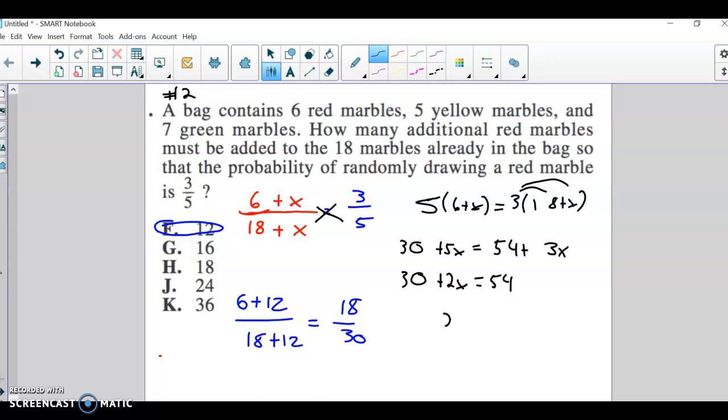And then minus 30 from both sides. So 2x is equal to 24. And then divide by 2, and that gets you the 12 new red marbles, which is the same thing we got with our guess and check method.